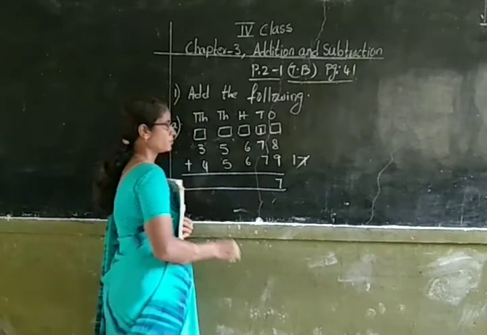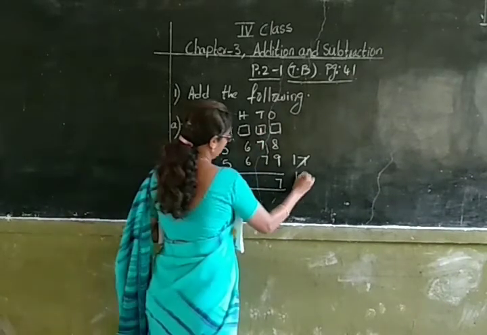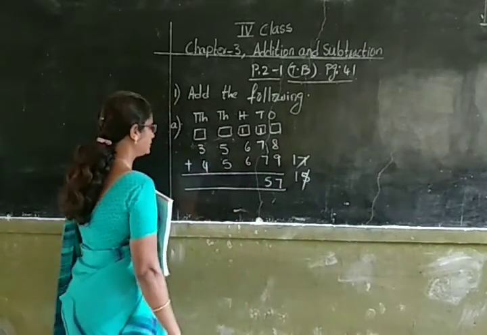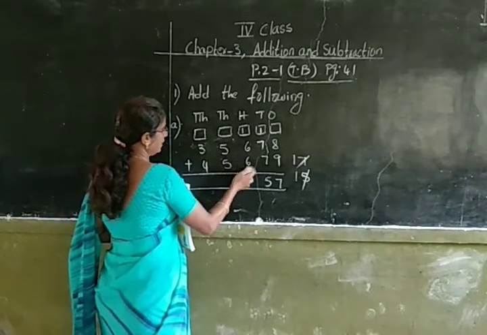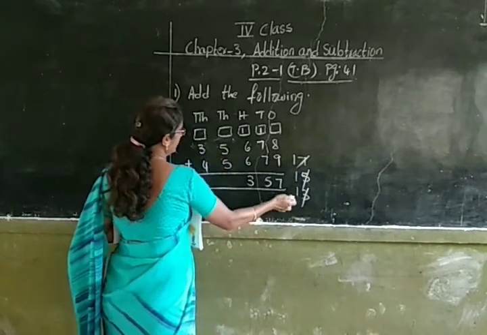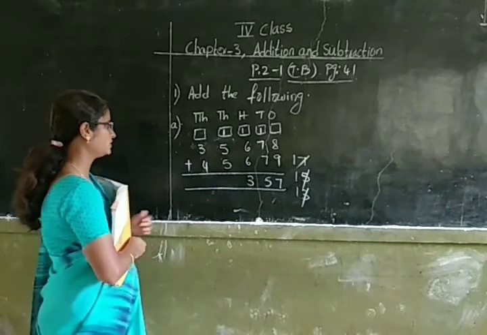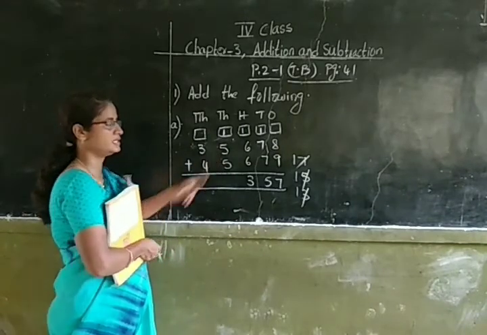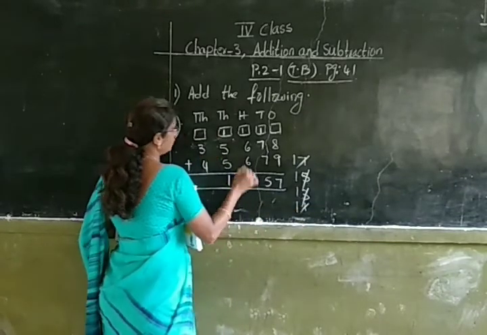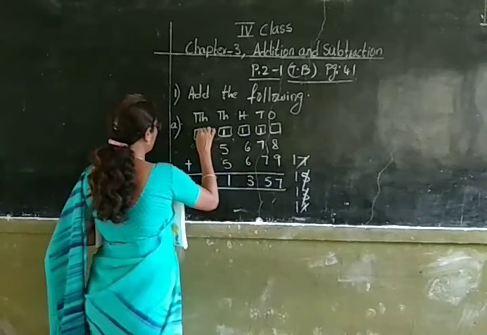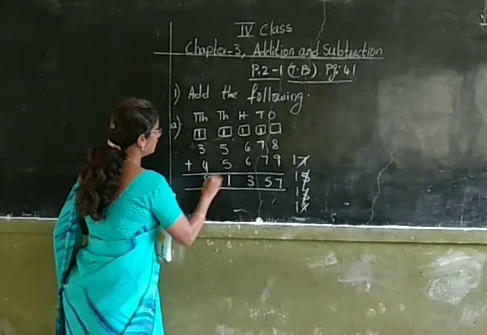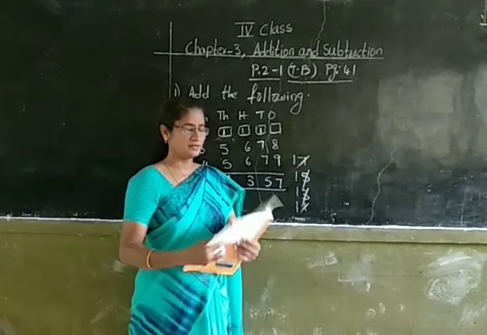7 plus 7 is 14 and 14 plus 1 is 15. Put 5 in tens place and carry away 1 to the hundreds place. 6 plus 6 is 12 and 12 plus 1 is 13. Put 3 in hundreds place and carry away 1 to the thousands place. 5 plus 5 is 10 and 10 plus 1 is 11. Put 1 in thousands place and carry away 1 to the 10,000s place. 3 plus 4 is 7 and 7 plus 1 is 8. Okay children, did you understand?